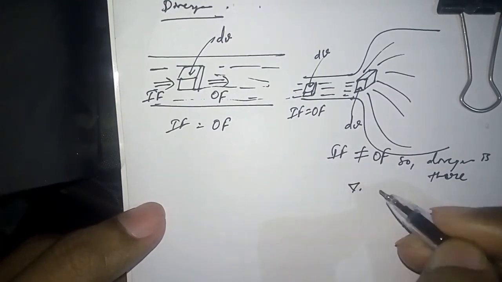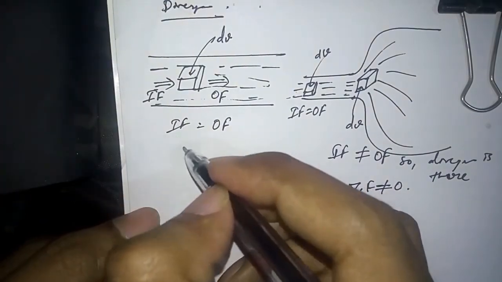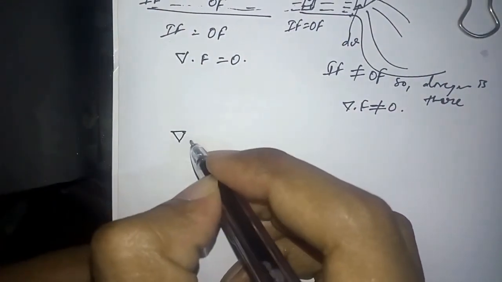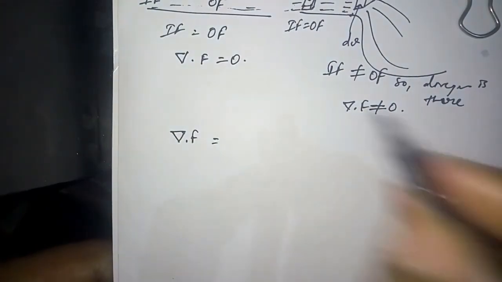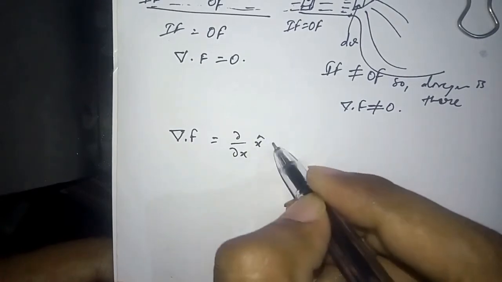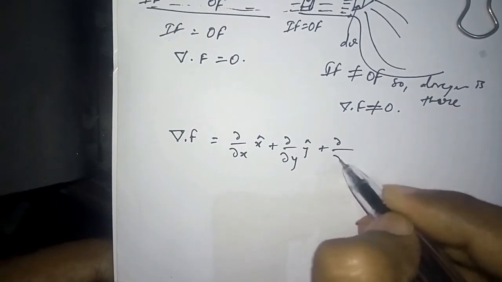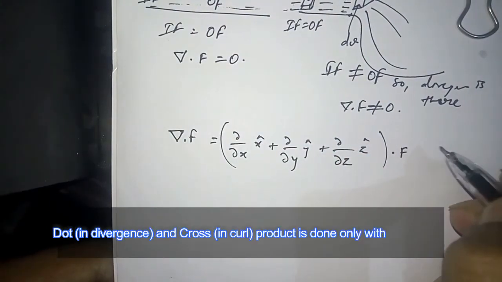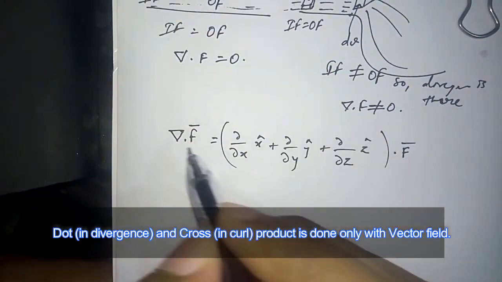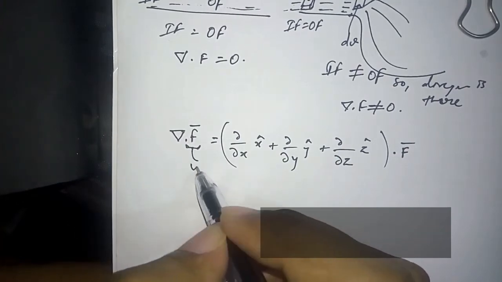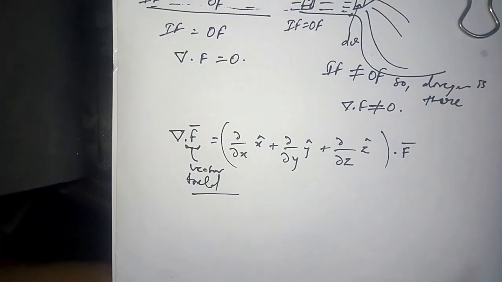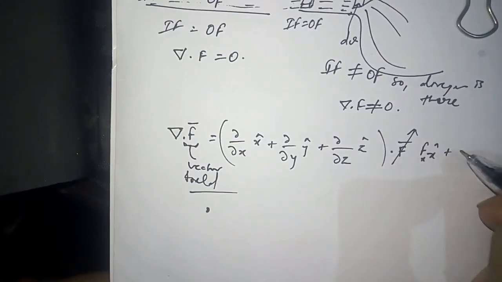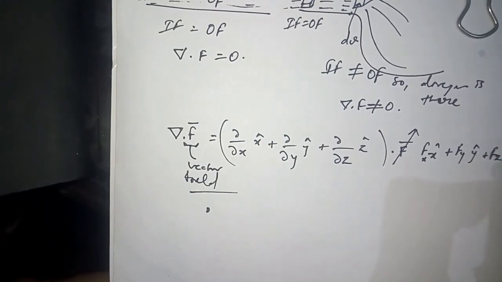Okay, so divergence of field is not equal to zero, and in this case divergence of field is equal to zero. So here we have to do the dot product of the differential operator with the field F. This is the differential operator. We have to do the dot product with field F. So divergence is of a vector field. The vector field is Fx x cap, plus Fy in y cap and Fz in z cap.